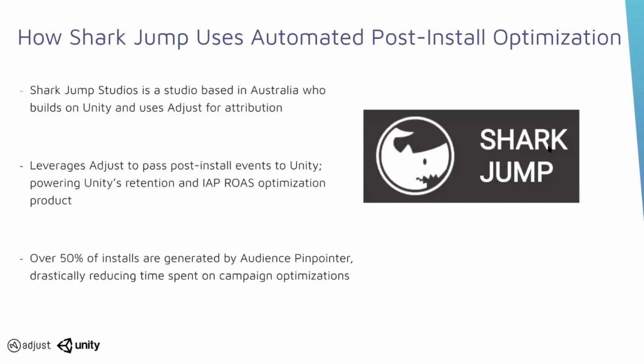Our example is a studio based out of Australia, which is Shark Jump Studios. Now they use Adjust for attribution, they build on Unity, and they also use Unity for their user acquisition. They leverage Adjust today to pass these post-install events to Unity, augmenting our platform data. And it powers Unity's retention and in-app purchase return on ad spend optimization product called Audience Pinpointer. Today, over 50% of the installs generated by Shark Jump are on Audience Pinpointer campaigns, and this drastically reduces the time spent on campaign optimizations.